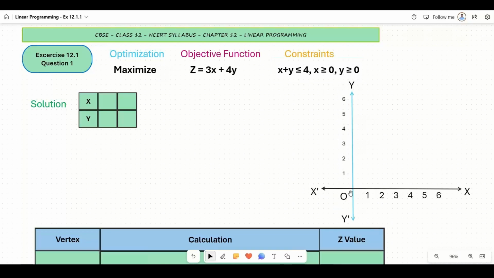That means if x is greater than or equal to 0 and y is greater than or equal to 0, so if it is on the positive side, then your answer should definitely be in the first quadrant. The first quadrant is this one, and this is the second quadrant, and the bottom ones are third and fourth, right? If x is greater than or equal to 0 and y is greater than or equal to 0, then the answer, the optimal solution, will be under this particular area. We will get to find that quickly.